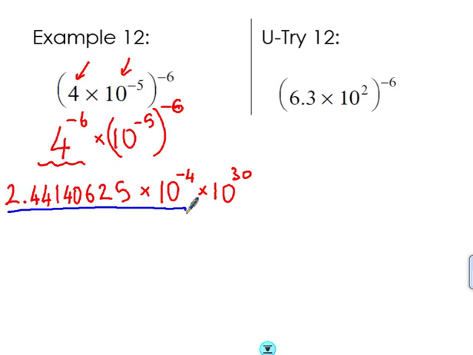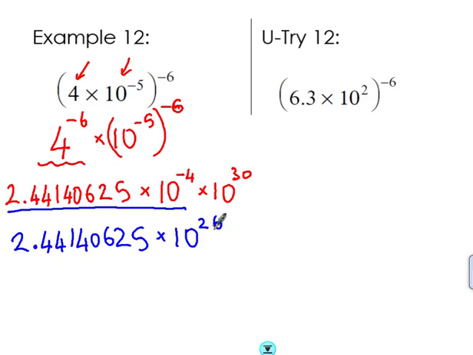We will then continue with our regular steps. Since the number part, coefficient part is already written in scientific notation for us, I don't have to do anything to it. All I have to do is to add the exponents on the tens. So we will have 10 to the 26th power as our answer. Please try the next one on your own.